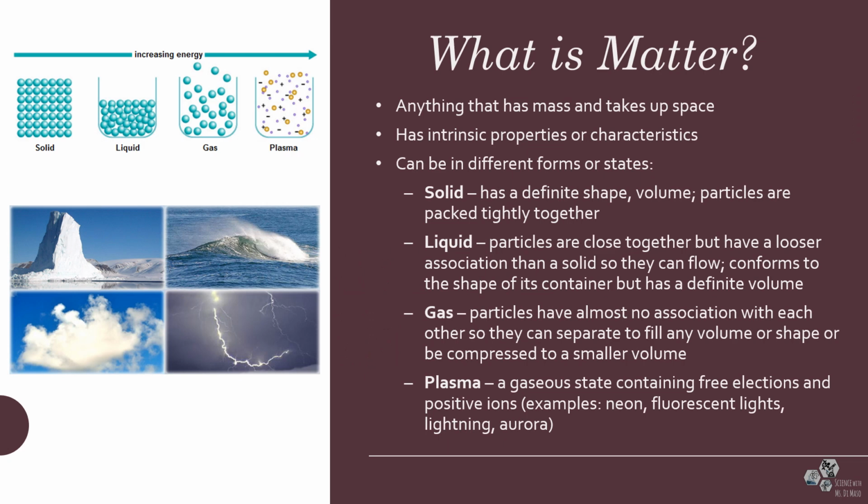This is kind of a review from middle school and elementary school. It's anything that has mass and takes up space. So basically, anything that you can touch is something that has matter. It has properties or characteristics that are intrinsic to the type of matter that you're talking about. So iron matter will have certain qualities unique to iron. Hydrogen matter will have qualities unique to it.